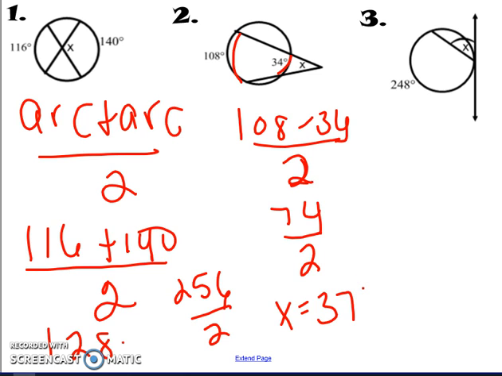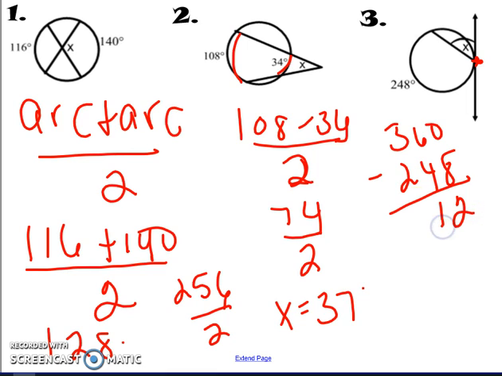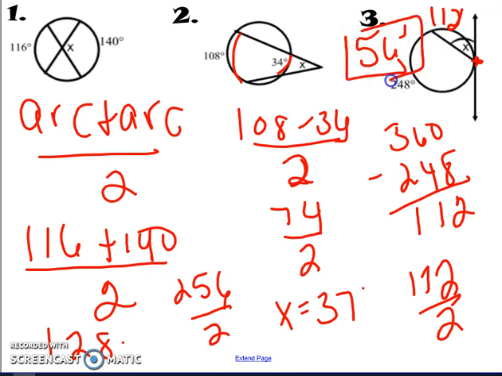For number 3, our vertex is on the circle, so it's just half of the arc. The problem on this one is, though, our angle doesn't match our arc. So the first thing we have to do is find the arc we need. So we're taking 360 minus 248, which leaves us 112 for this angle, and then we have to take our 112 and divide it by 2. So we get 56 degrees for this one.